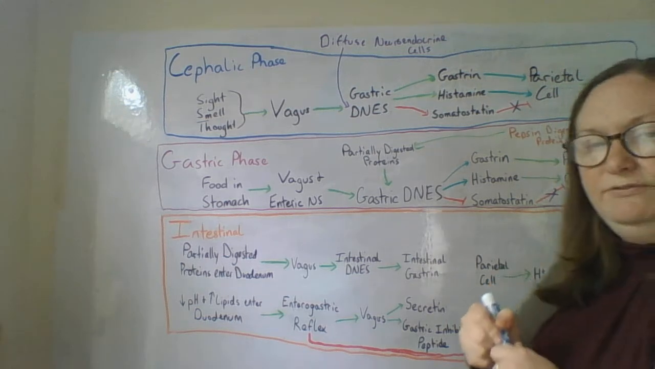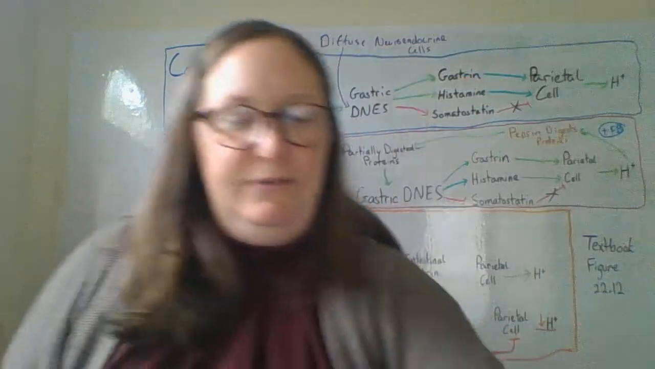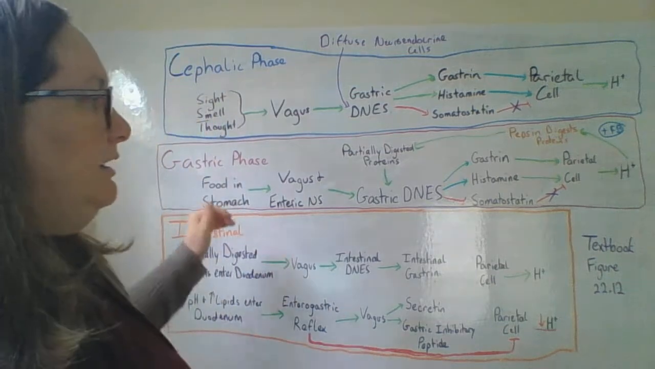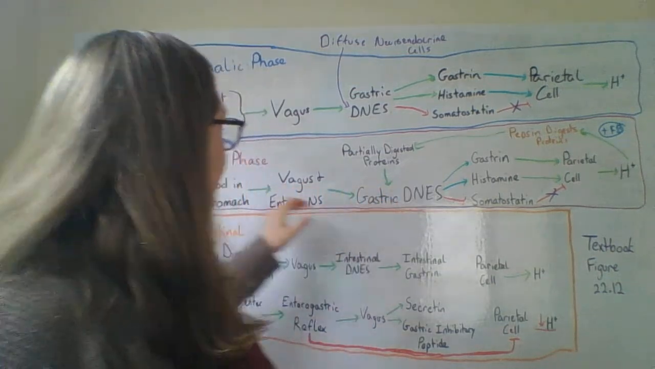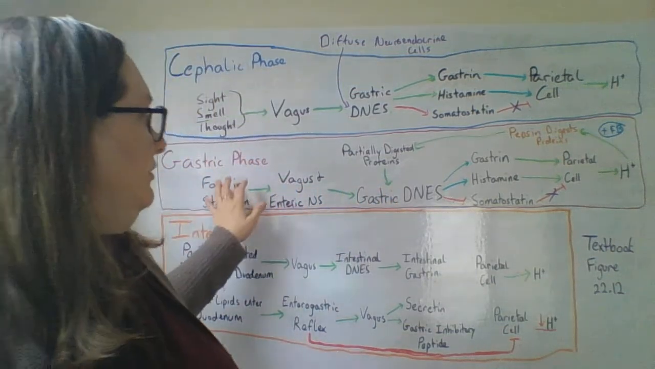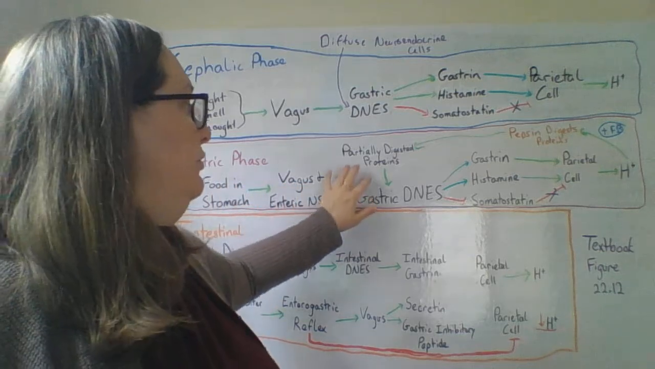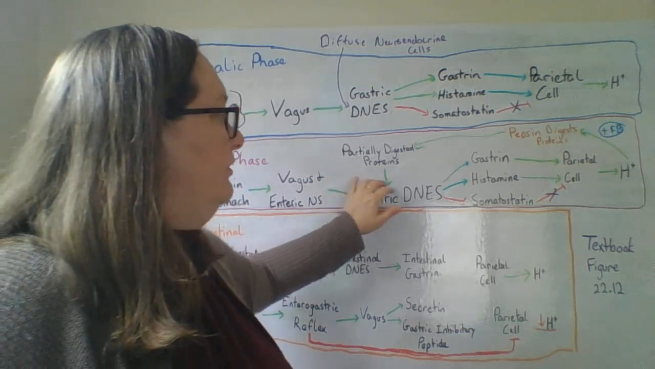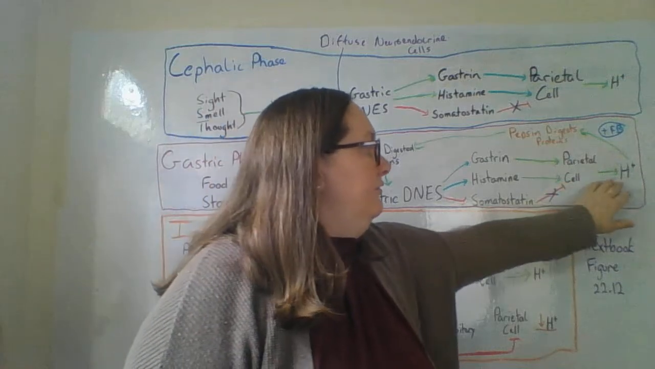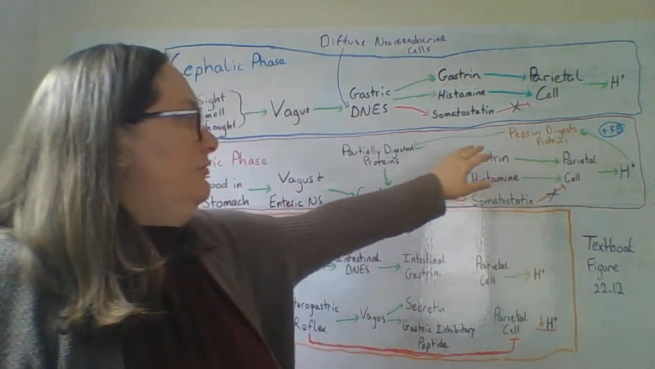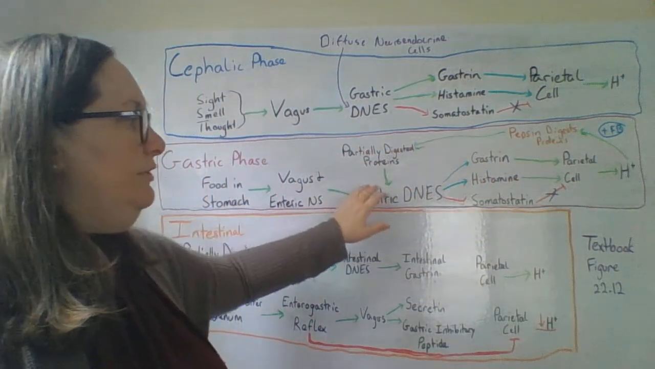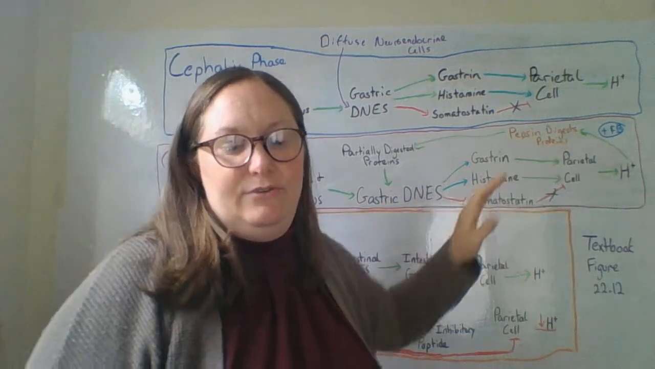So we have positive feedback going on. Isn't that exciting? So we're making hydrogen ions. The more food in the stomach, and the more you have partially digested proteins, the more hydrogen ion secretion you're going to be getting, which means more partially digested proteins, more hydrogen ions.